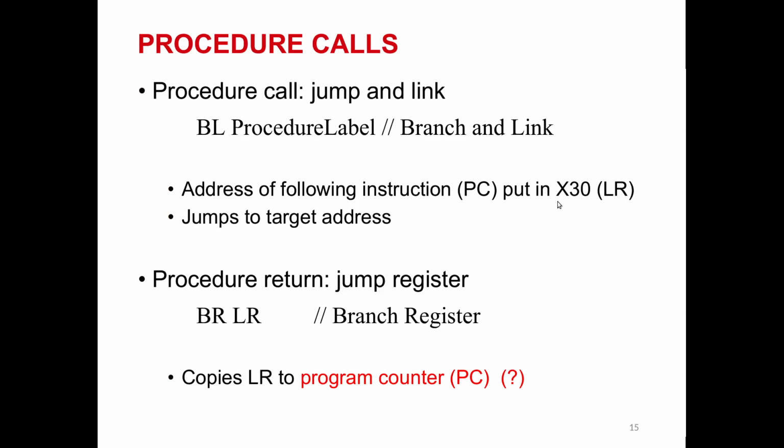As we know, X30 is a special purpose register. It can be called LR, the link register. It is used to store the value of the next program counter, so that you can come back to that instruction after you execute your procedure. And after you store the value of PC into X30, you will jump to the target address, or the address shown by the procedure label.